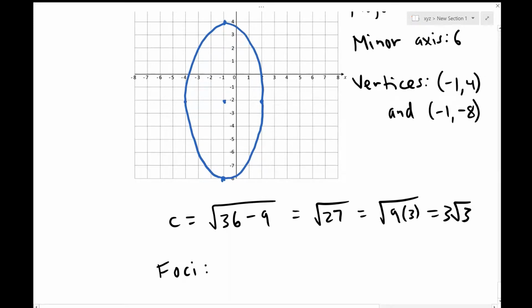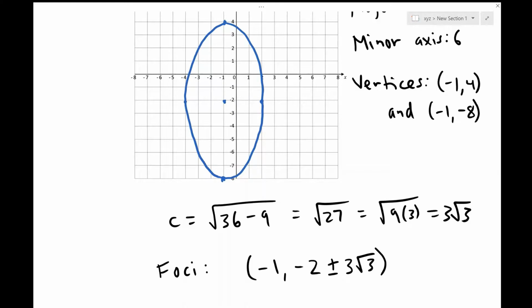So this time our major axis is vertical, and so the vertices are above and below the center. So the foci should also be above and below the center. That means we need to take the 3√3 that we just found and add and subtract from the y-coordinate of the center, not the x-coordinate. So remember, the center was at -1, -2. But now what I want to do is add and subtract the 3√3 from the y-coordinate of the center. So again, we're always starting from the center, so we take whatever its coordinates are, and we simply add and subtract our c value from either the x or y coordinate, depending on which direction we're going.